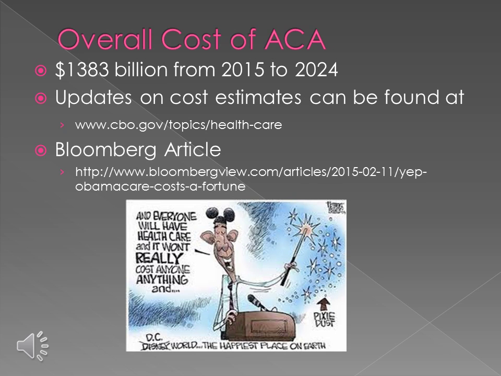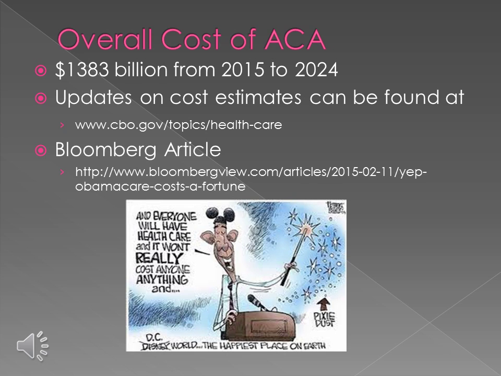Obviously, there is an overall cost for the Affordable Care Act. When it was signed into law, it was estimated to be about $940 billion, but with implementation changes and the Supreme Court's decision to expand Medicaid, that number has risen to $1,383 billion for the time frame of 2015 to 2024. They do have a website where you can go at the Congressional Budget Office and look at the updates and cost estimates, and I have that website listed below there.